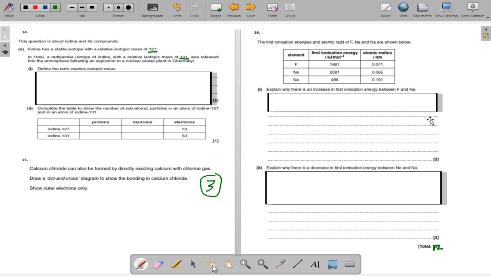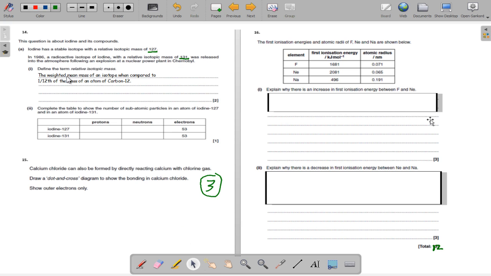Okay, so relative isotopic mass, real quick definition, is the weighted mean mass of an isotope when compared to 1/12 of the mass of an atom of carbon-12. So the number of protons in iodine is 53, and 53 for iodine 131 as well. So if we do a quick calculation, 127 minus 53, we get 74 neutrons, and 131 minus 53 is 78. So 74 and 78 are our two values there.